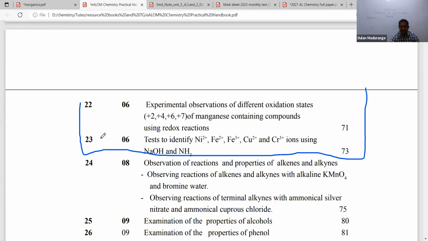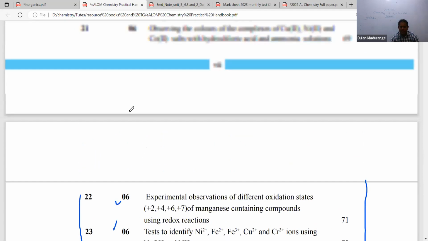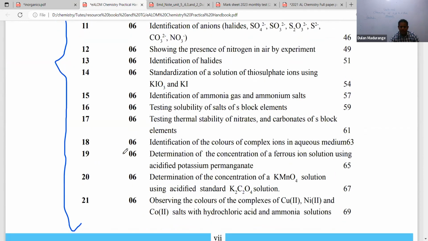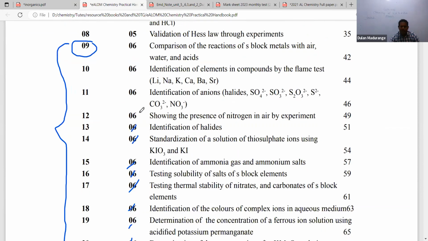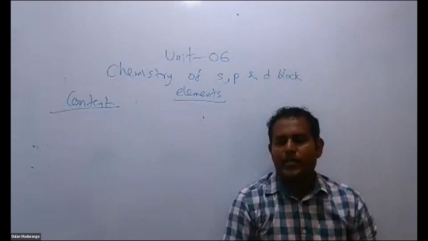How many practicals? 1, 2, 3, 4, 5, 6, 7, 8, 9, 10, 11, 12, 13, 14, 15. There are 15 practicals you should practice under inorganic chemistry. Under this inorganic chemistry part, there are 15 practicals we have to focus on. Okay, so that is the important thing. So there are 15 practicals.